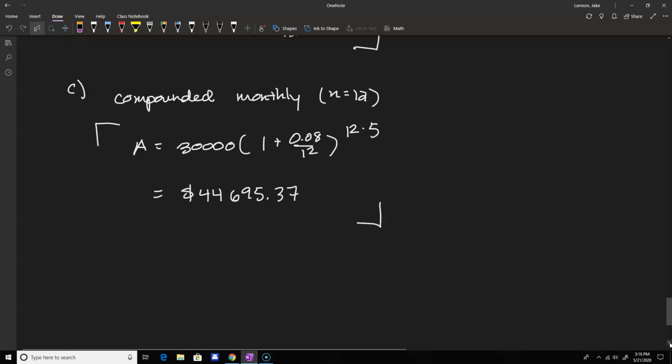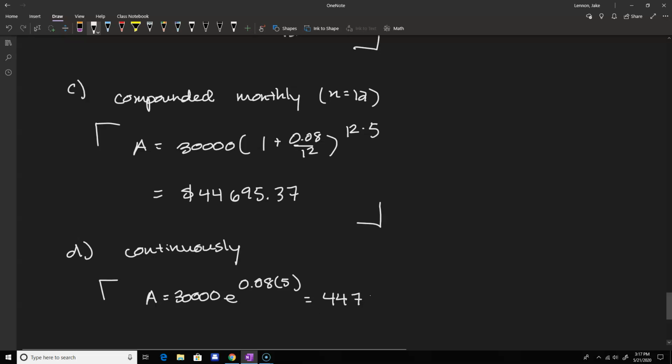So the biggest amount you could earn here based on that nominal rate of 8% is going to be this case D. So this is going to be continuously. And the formula is actually the easiest. We just have to do A is equal to 30,000 times e to the 0.08 times 5. And that comes out to $44,754.74. So that's it for this section on exponential functions.